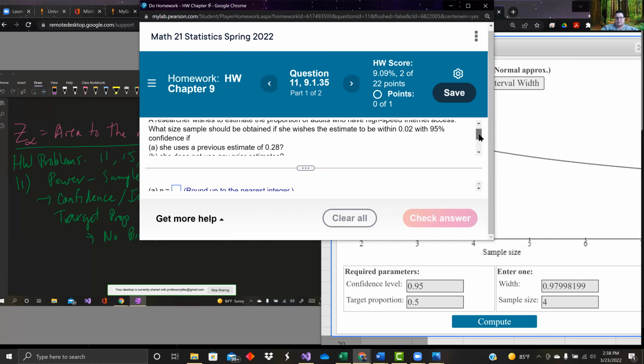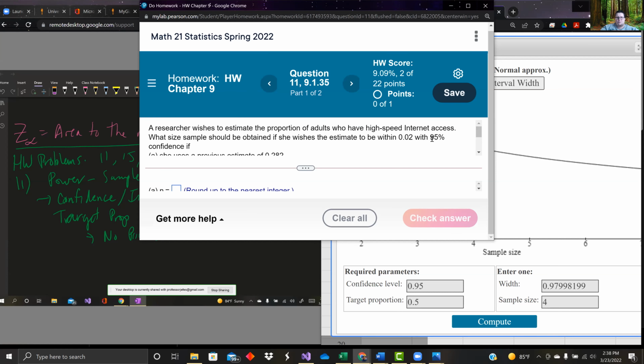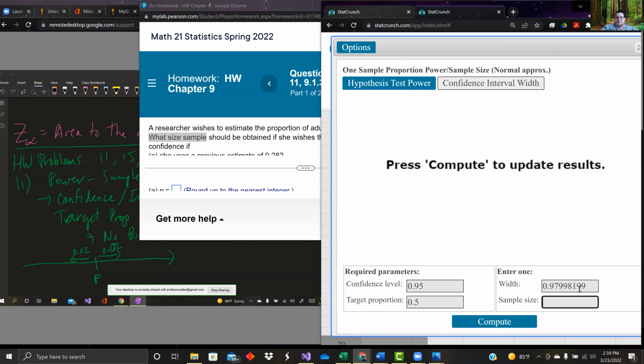So can I scroll down? It says it wants the estimate to be within 0.02. So like if we have our number line and our proportions here, it wants 0.02 that way, or 0.02 that way. Well, the only 2 boxes I have left on this are width or sample size. And I am trying to calculate what size sample I should use. So I don't know that, which means I need width.